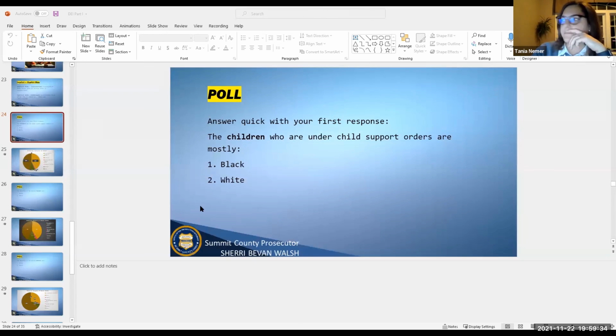Can you guys see that? Okay, these are the numbers for 2021, and I just did a quick question. Children who are under child support orders are mostly Black or white, and I was kind of testing our implicit bias here.